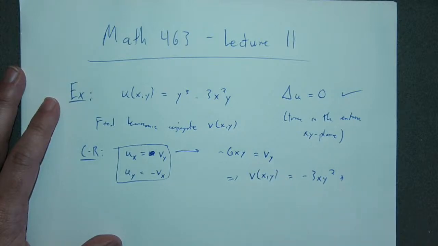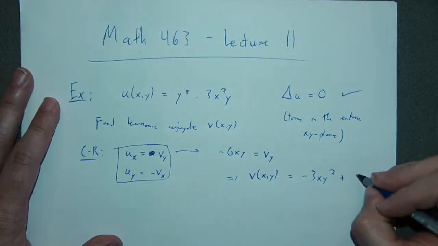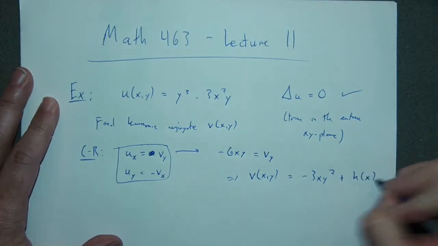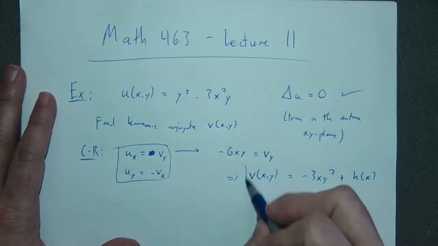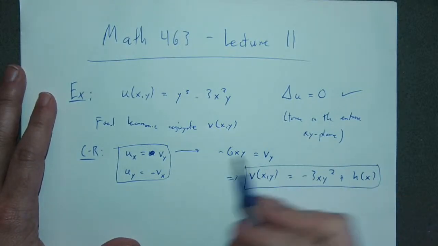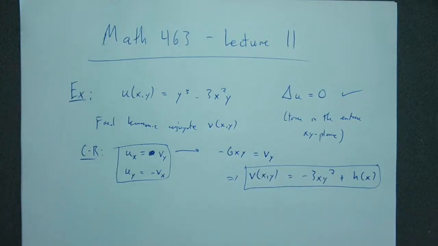But the most general way of writing that constant of integration with respect to y would be as a function of x. So maybe we'll call it h of x. And so the general form of a v of xy satisfying this equation is minus 3xy squared plus some function of x. You can just check, of course, that if you take the y partial of this thing, you get exactly that.